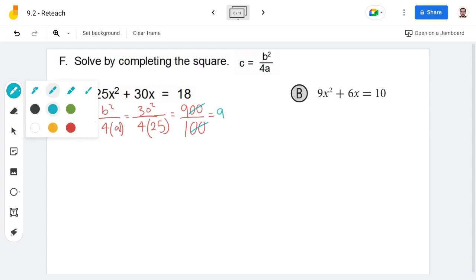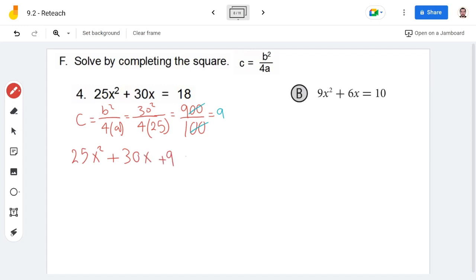Now, add 9 for both sides, so it will be 25x squared plus 30x plus 9 equal 18 plus 9. Now, just add these two together. 18 plus 9 is 27. And here, let's take the square root. What's the square root of 9? Square root of 9 is 3. What is the square root of 25? Square root of 25 is 5.